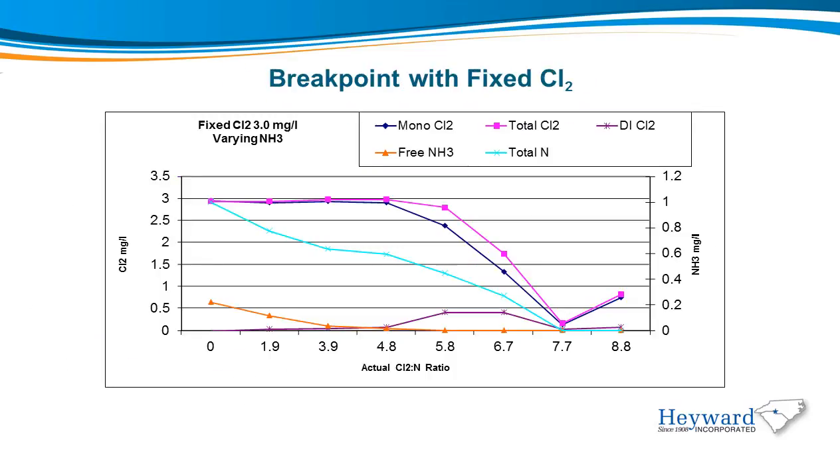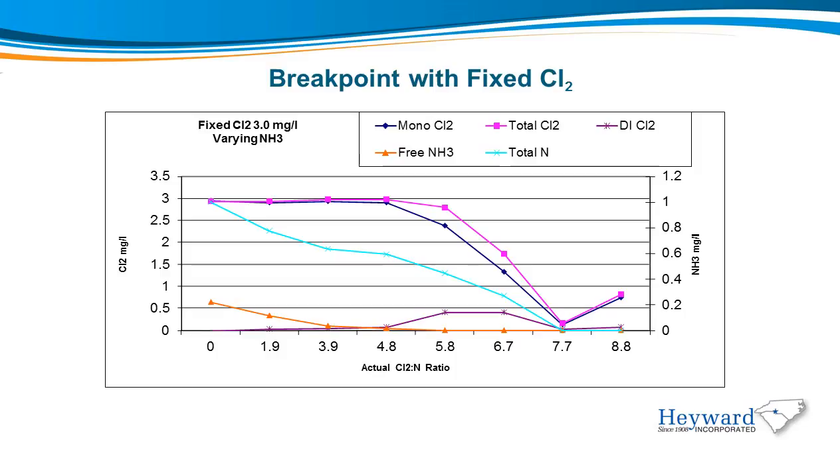This is a slightly different representation of the breakpoint curve where the chlorine is fixed and the ammonia is varied, which better represents an actual water treatment process. Samples were prepared with an initial chlorine dosage of 3 milligrams per liter, and the ammonia concentration was decreased in each sample. While the ratio is less than 5:1, the total chlorine and monochloramine are equivalent.